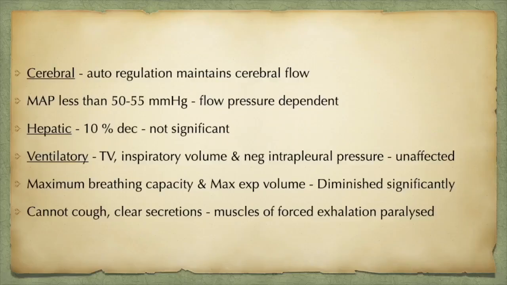Coming to cerebral blood flow, autoregulation maintains the cerebral blood flow within a MAP range of 50 to 150. When the MAP is less than 50 to 55 millimeters of mercury, the flow is pressure dependent. There is only a 10% decrease in the hepatic blood flow, which is not significant.